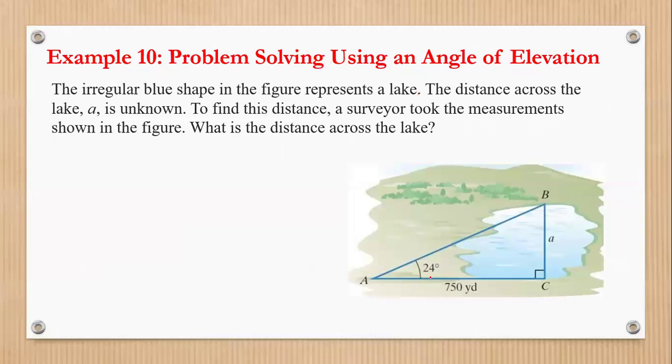Now we want to see how we can use this information and everything that we learned about the right triangle properties to solve word problems. The first example says the irregular blue shape in the figure represents a lake and the distance across the lake, which is A, is unknown. To find this distance, a surveyor took the measurement shown in the figure. Based on the information in this picture, we know that the distance from A to C is 750 yards and the angle of elevation from A to B is 24 degrees. We want to find the distance across the lake, which is A.